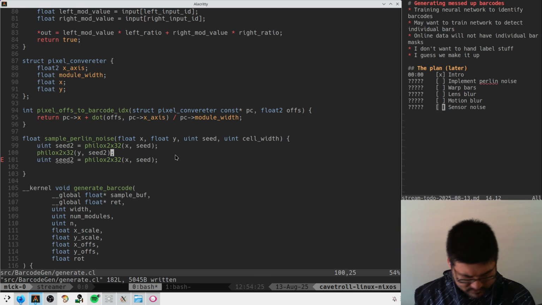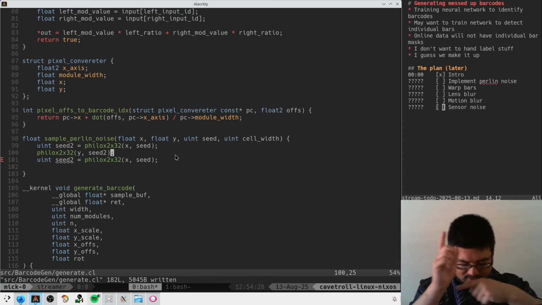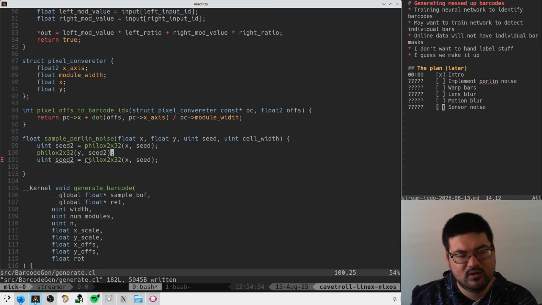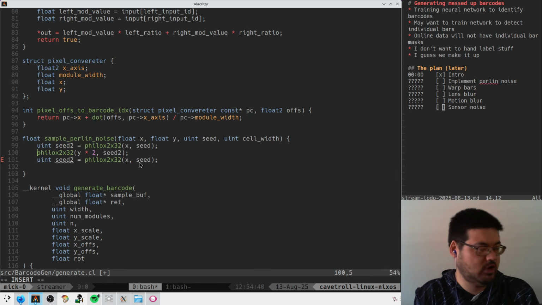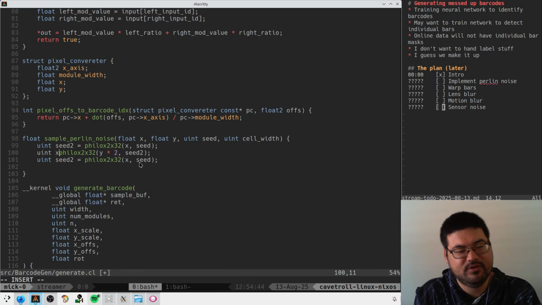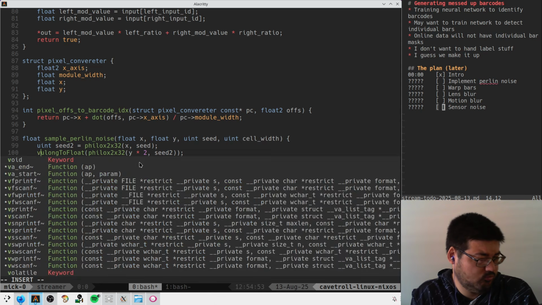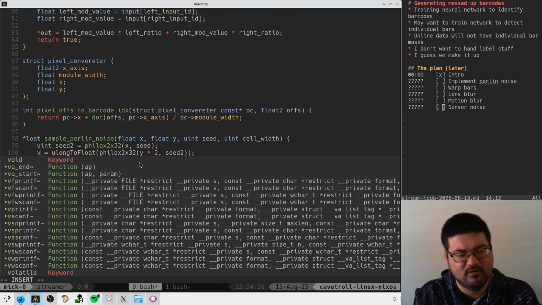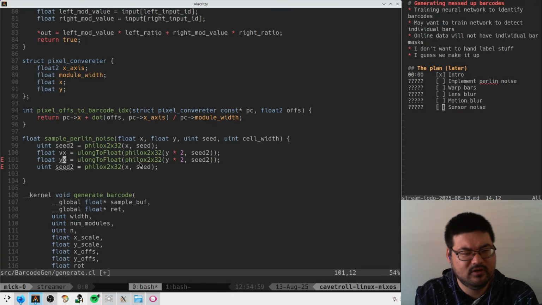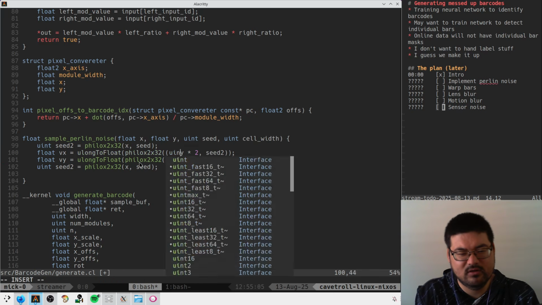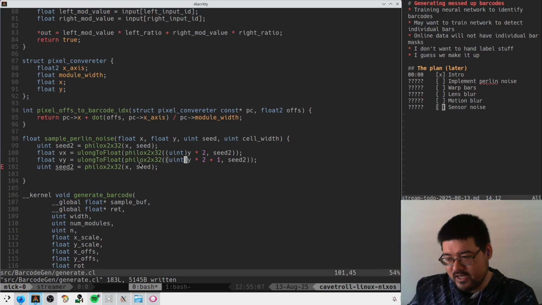If we want to sample pairs of numbers from this PRNG, which we do, we want X and Y values for the vector as well. I wonder if you do something like this. I'm spitballing. Then we have U long to float here. Okay, so this is going to be our X direction. This is our VX, VY. I don't know, man. Right? Is that crazy? Is this crazy?